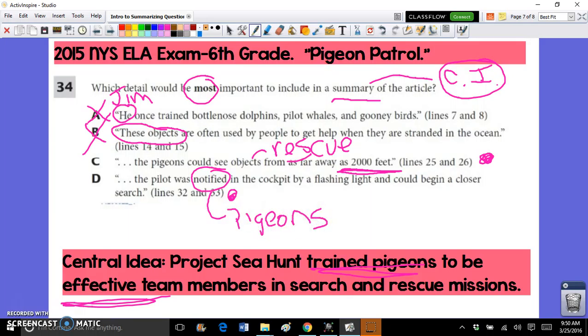All right, so now let's think about this. I know that this is the pigeons notifying the pilot. However, if I was to show this sentence to someone who had not read the article, would they know that this was about pigeons helping search teams to rescue people? No, there's nothing in this line that shows pigeons. It just shows the pilot. So this is not the best, most important detail. C is my answer choice.